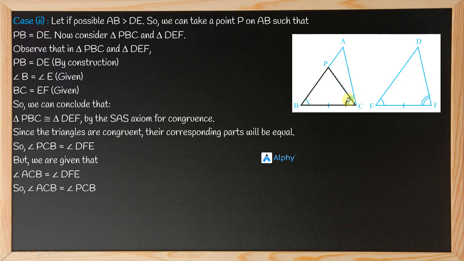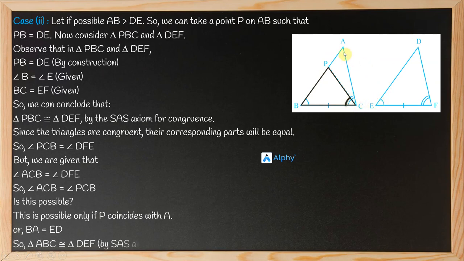This is only possible when these two angles are equal to each other, as we are given this angle is equal to this angle and we have proved that this angle is equal to this angle. So this case is only possible when these two angles are equal to each other. So is this possible? This is possible only if P coincides with A. This will be only possible when point P coincides with point A, or BA is equal to DE.